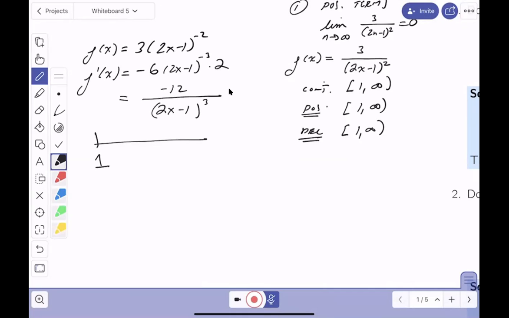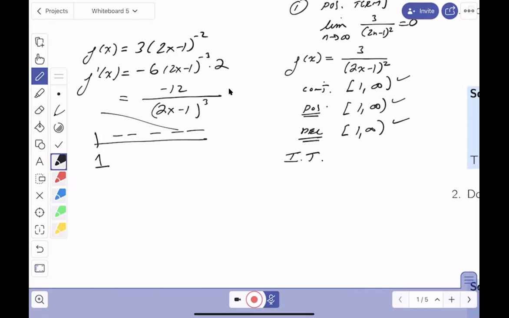Remember, the only place this has a problem is at a half, and from 1 forward, no problems. This will always be negative. Take any test point, take 2. What do you get? Minus 12 over some positive number. Well, it's always negative. What does that mean? It's always decreasing. So I'm pretty much convinced of this. All right, so I want to use the integral test.